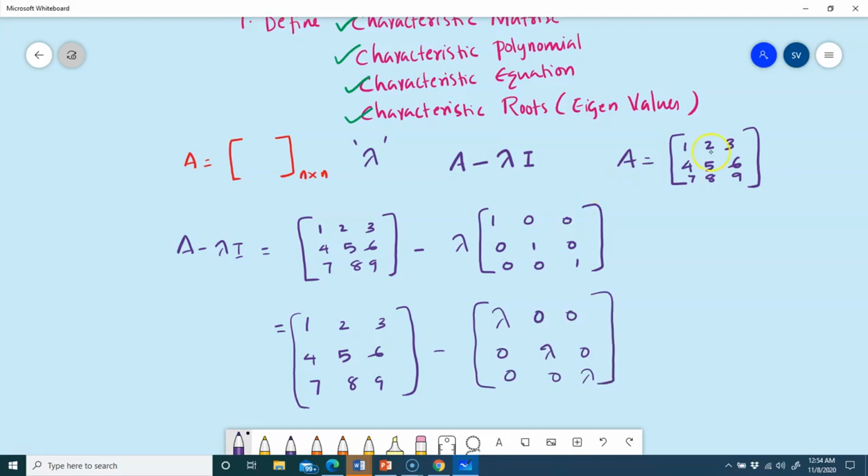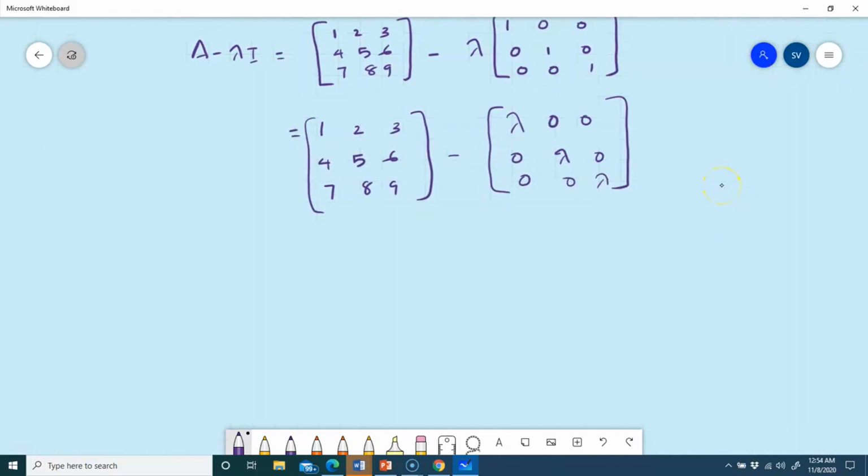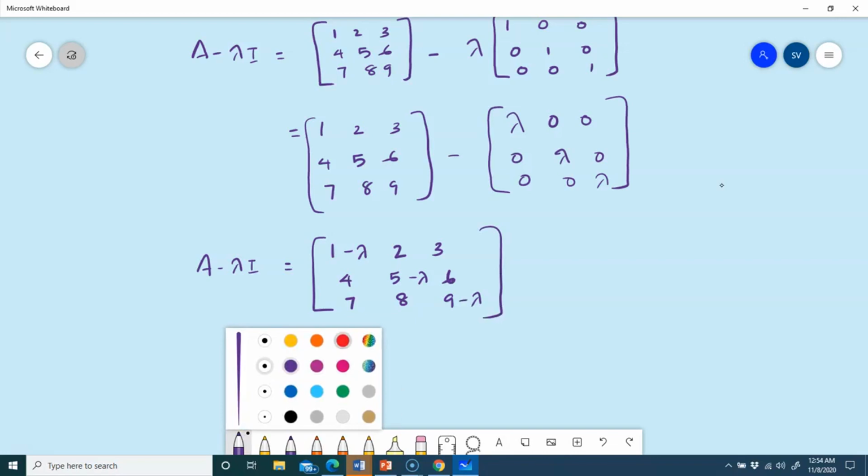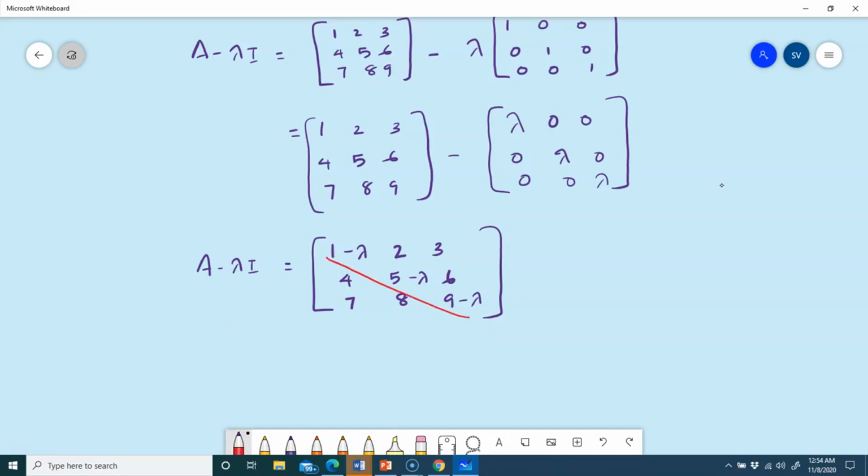So the final answer, the characteristic matrix, you can write as A minus lambda I equal to 1 minus lambda, 2, 3; 4, 5 minus lambda, 6; and 7, 8, 9 minus lambda. See what is happening here: the main diagonal elements are changing with respect to lambda. This is the main diagonal, and it changes with respect to lambda. This is actually the characteristic matrix.